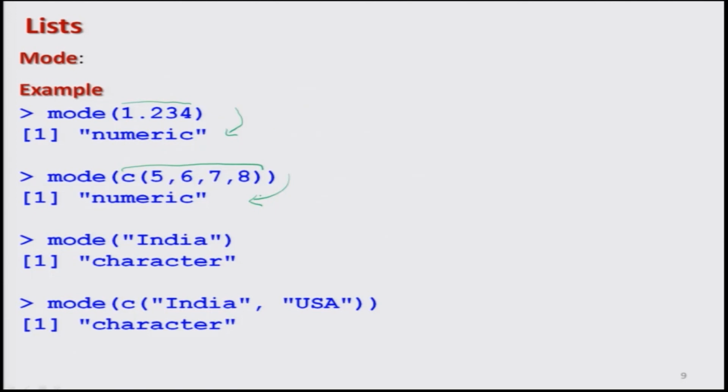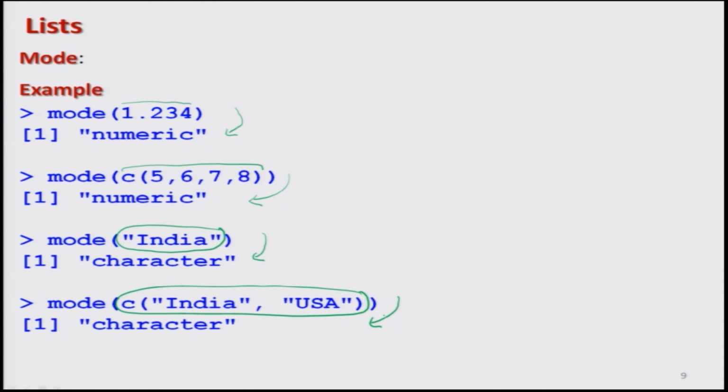And if you try to find out the mode of a character string, like here India, this will come out to be a character. And if you try to create a vector of characters using the combine option, like here I am trying to combine 2 words, India and USA, this will also come out to be a character.